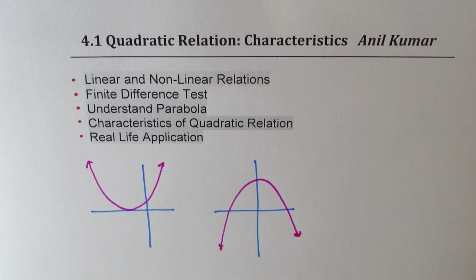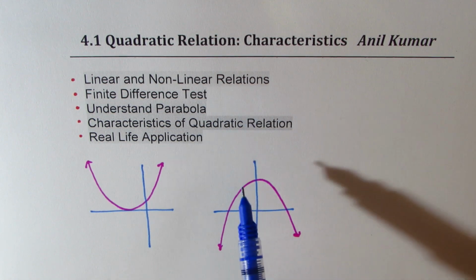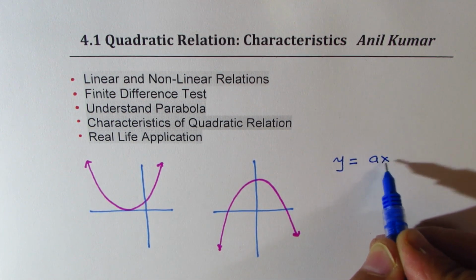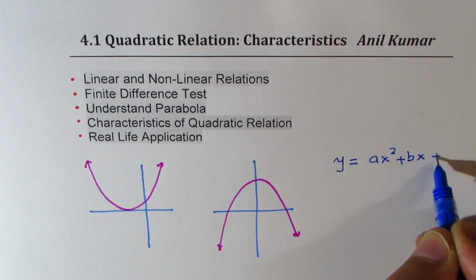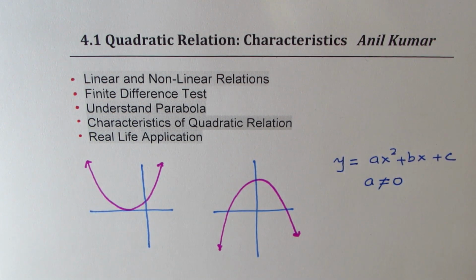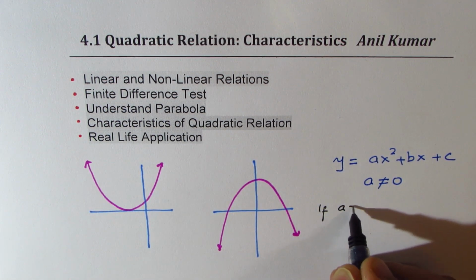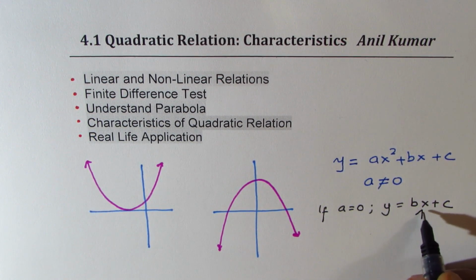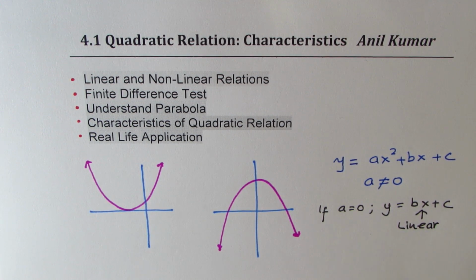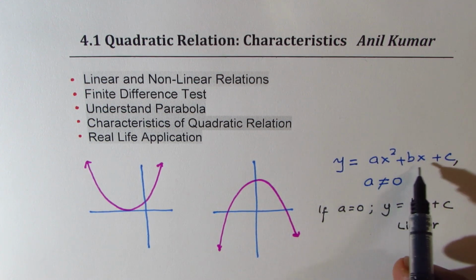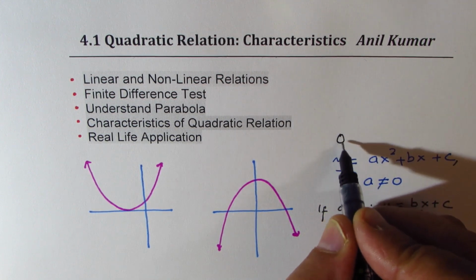We could also find whether the given function is quadratic or not if we have the form of the equation as y equals ax squared plus bx plus c, where a is not equal to 0. This is important, correct? So I hope that makes sense. If a equals 0, what you get is y equals bx plus c, right? This is linear. Perfect. So a should not be equal to 0 in the given equation ax squared plus bx plus c to make it quadratic.